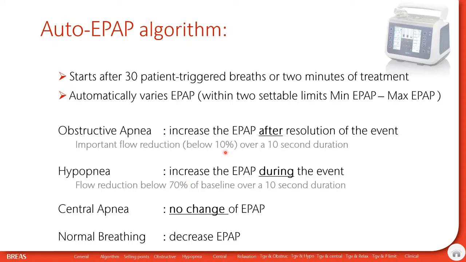As said before, the increase in EPAP will be a setting, the EPAP step of 0.5, 1, or 2 centimeters of water. So that's up to the clinician to choose and set. The decrease in EPAP after detection of normal breathing is always with a step of 0.5 centimeters of water or millibar. Of course, what can be set here with the relax time is the period of normal breathing after which the decrease in EPAP will occur.